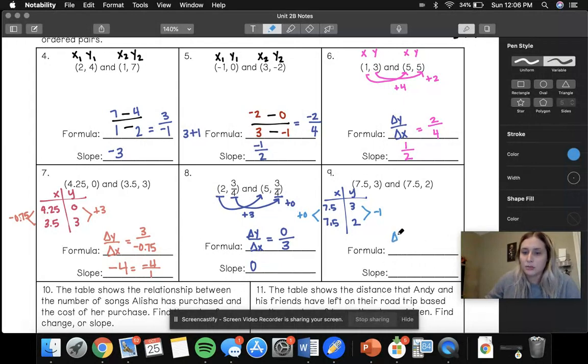So the change in my y's over the change in my x's would be, my change in my y would be down 1. The change in my x's would be nothing. Then if we type that into our calculator, we get a syntax error. That is because we cannot divide by 0. That does not exist. So the slope of this line would be undefined.